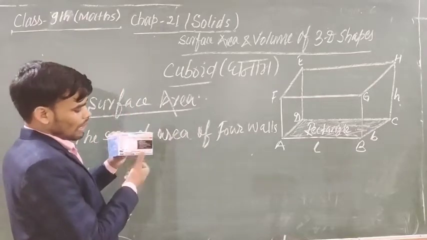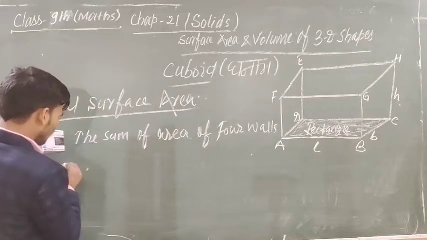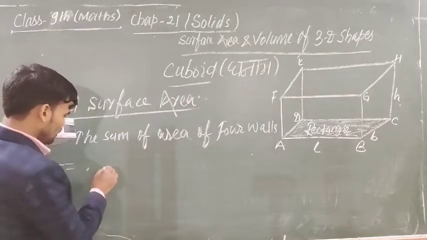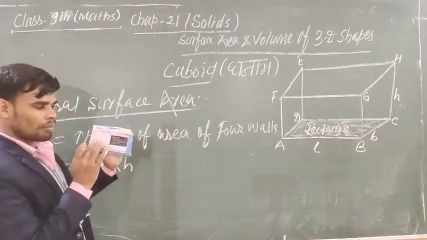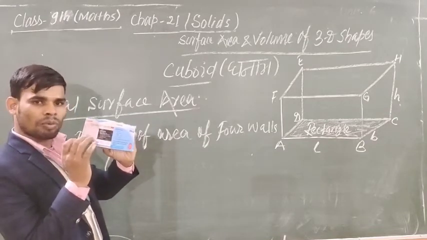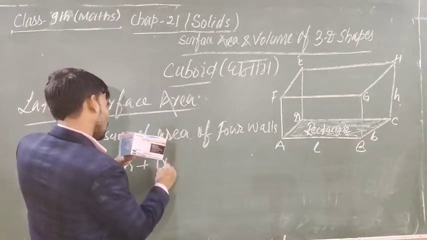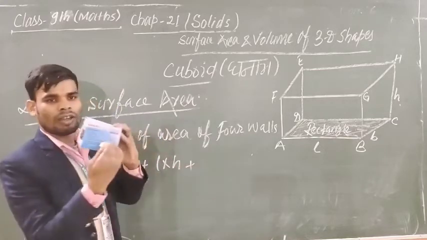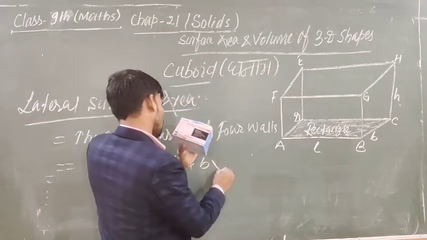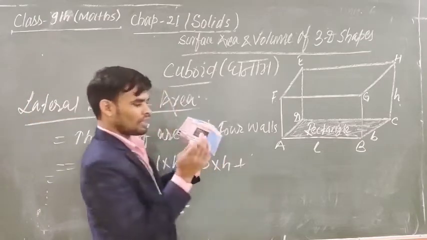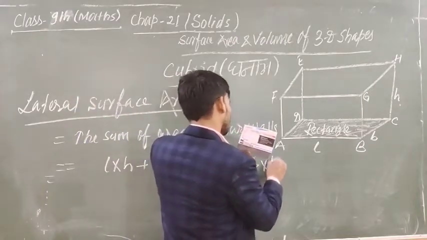So if I talk about the area of this wall, this is length and height, so L into H. Okay, but the area of the wall opposite to this one will also be equal to this one, so plus L into H. Area of this one will be equal to what? B into H, plus the area of the wall opposite to this will also be B into H.